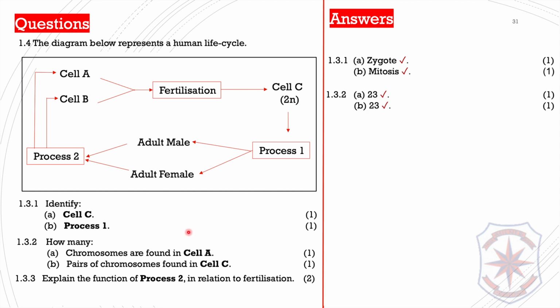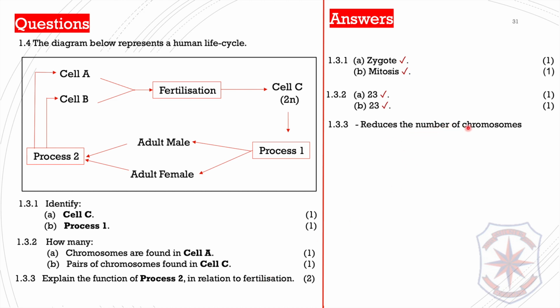The next question: explain the function of process 2 in relation to fertilization for 2 marks. Process 2, we said, is meiosis. So we're not looking at any function, we are looking at the function of meiosis as it relates to fertilization.